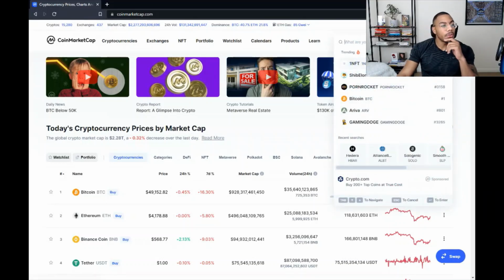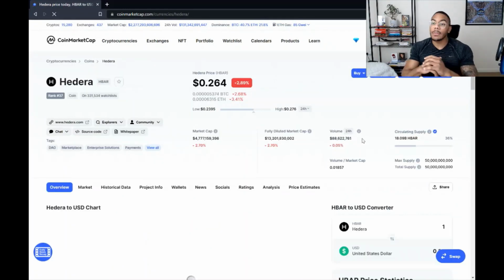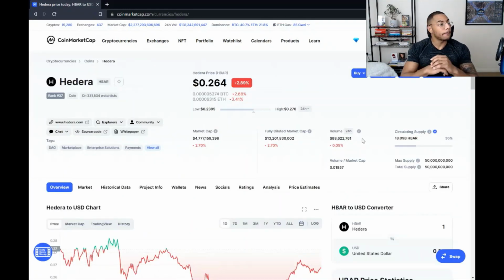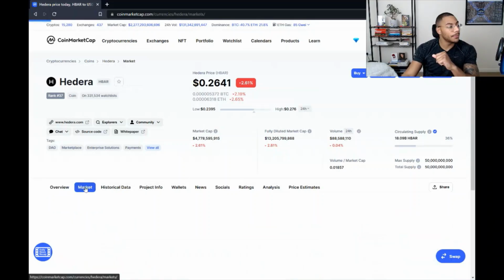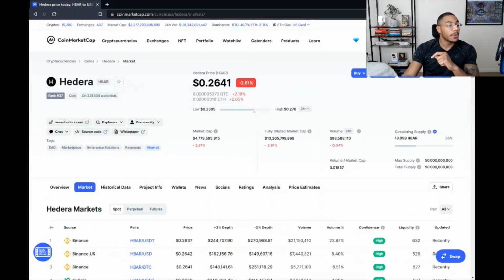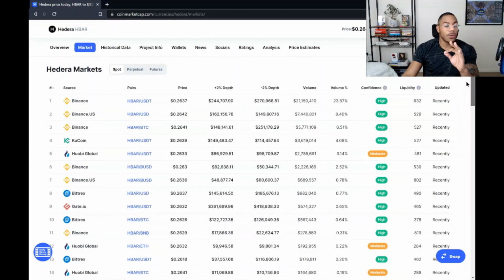So you're going to come to the top right and you're going to search for its ticker. The ticker is its 3 to 4 letter symbol. So for Hedera, their ticker is HBAR. Now when you come over to the designated crypto, you want to hit Markets in the second tab here. And then simply scrolling down, it will show you the source, so the exchange, and the pairs.